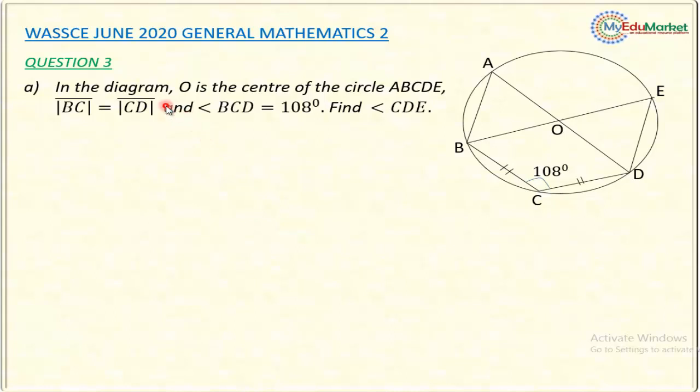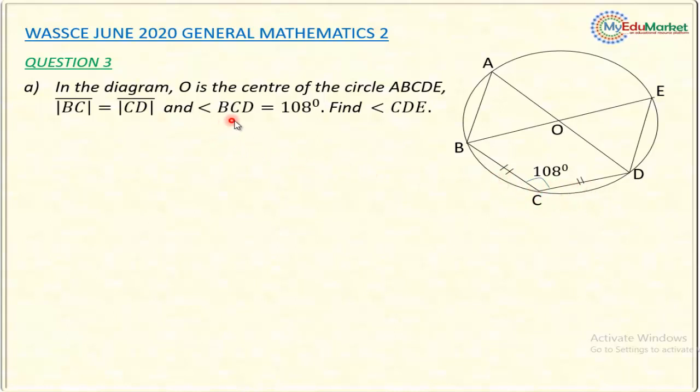In the diagram, O is the center of the circle ABCDE. So ABCDE is a circle, and the length of the line BC is equal to the length of the line CD. The lengths of line BC and line CD are equal, as indicated by these two marks.